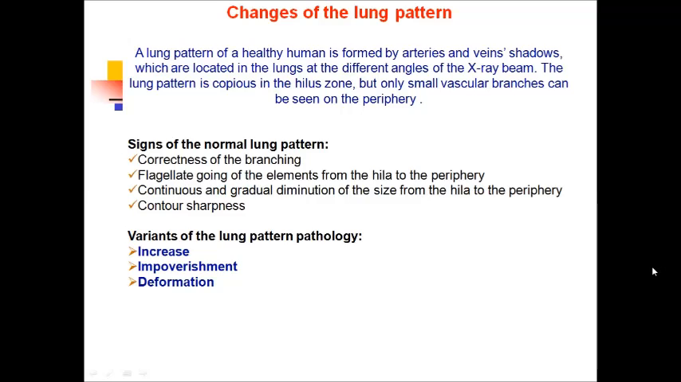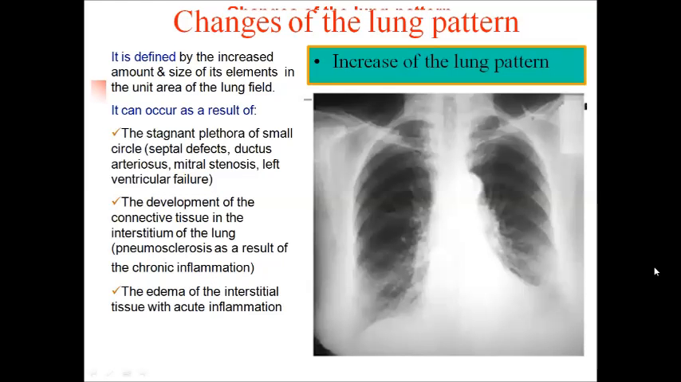Variants of lung pattern pathology. Three main syndromes may be described: increase, impoverishment, and deformation of lung pattern. First, increase of lung pattern is defined by the increased amount and size of its elements in the unit area of the lung field.